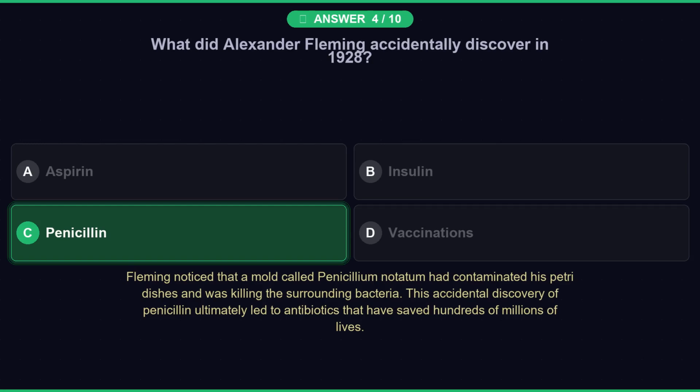The correct answer is C. Penicillin. Fleming noticed that a mold called Penicillium notatum had contaminated his petri dishes and was killing the surrounding bacteria. This accidental discovery of penicillin ultimately led to antibiotics that have saved hundreds of millions of lives.